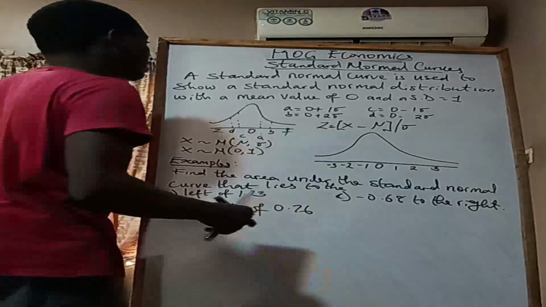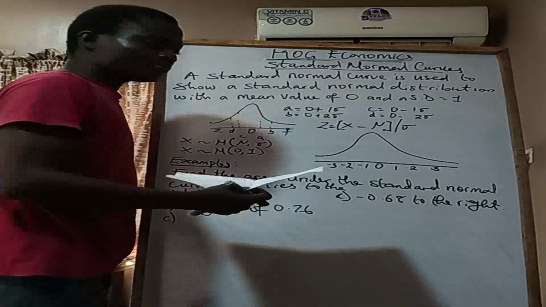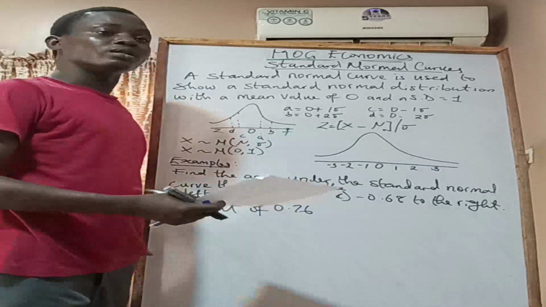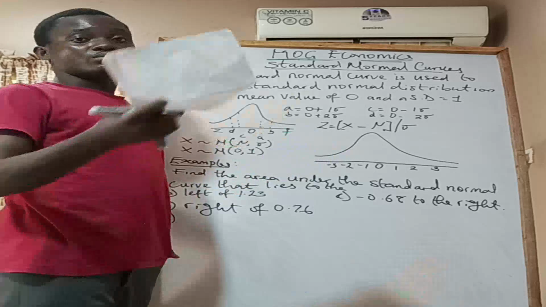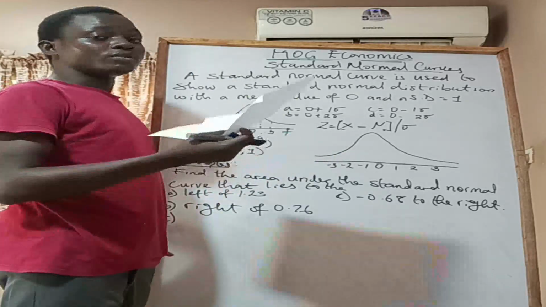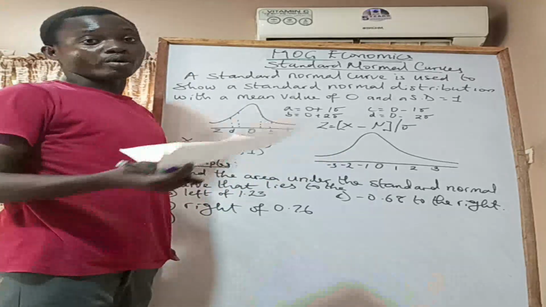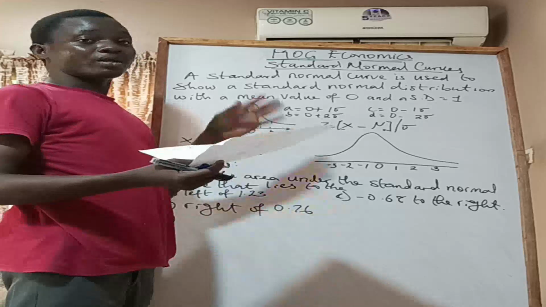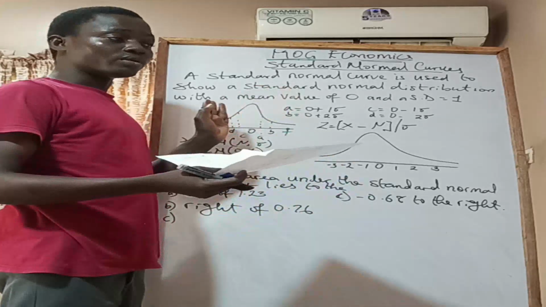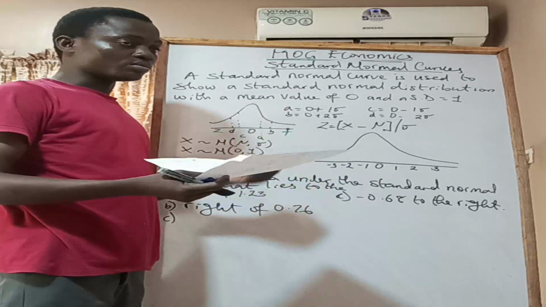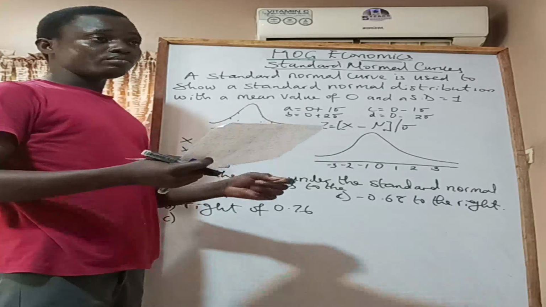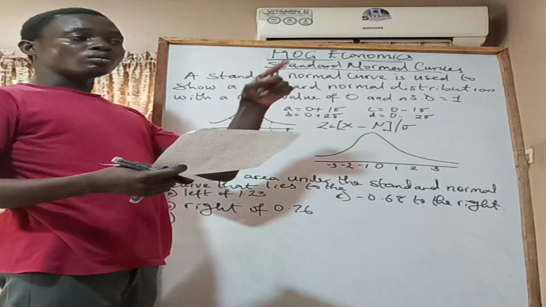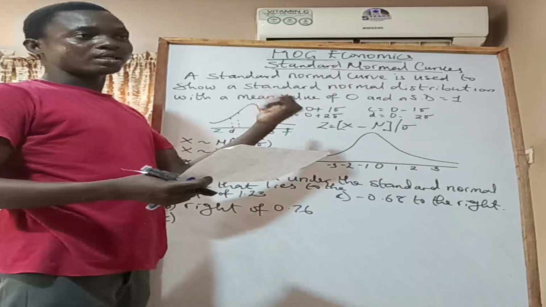All right, the standard normal curve. So what's a standard normal curve? The standard normal curve is a curve that shows normal distribution with a mean of 0 and standard deviation of 1. That's it. It's the same thing as what we did in the first class on normal distribution. Just that here we convert the normal distribution curve into a standard normal curve.